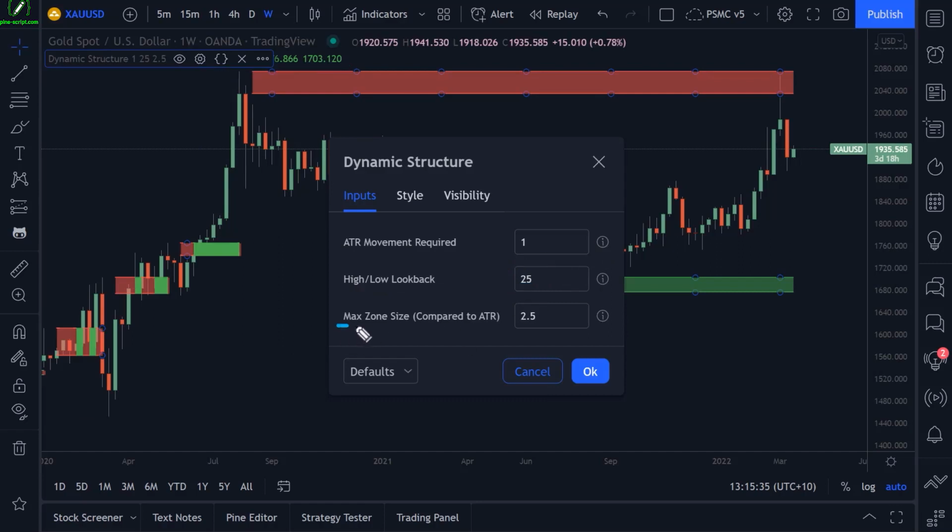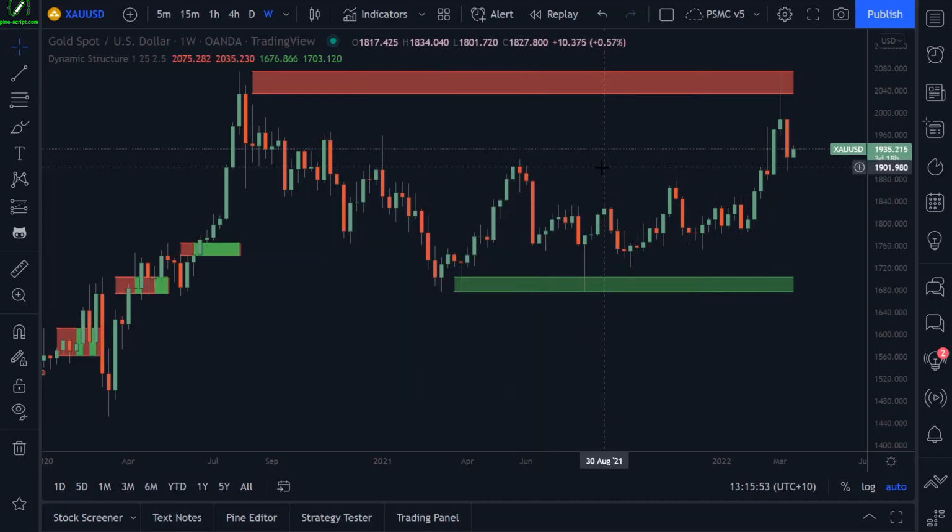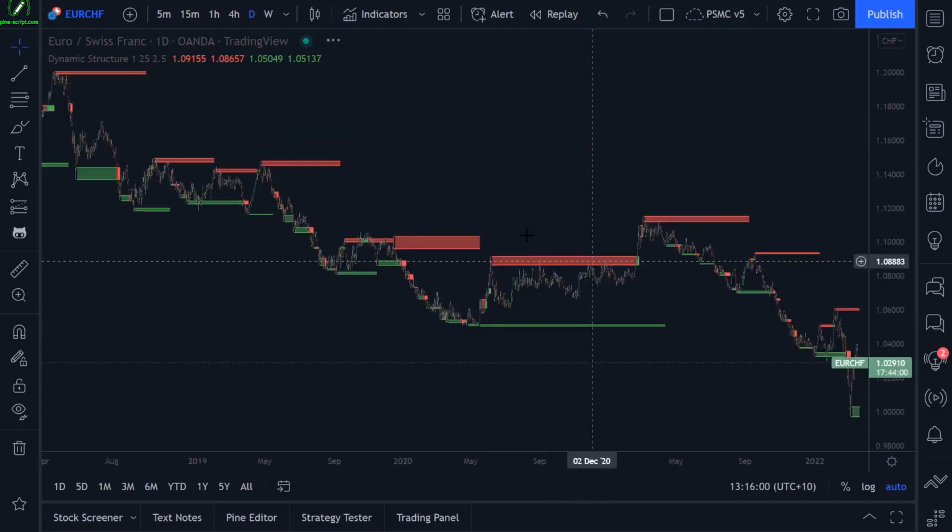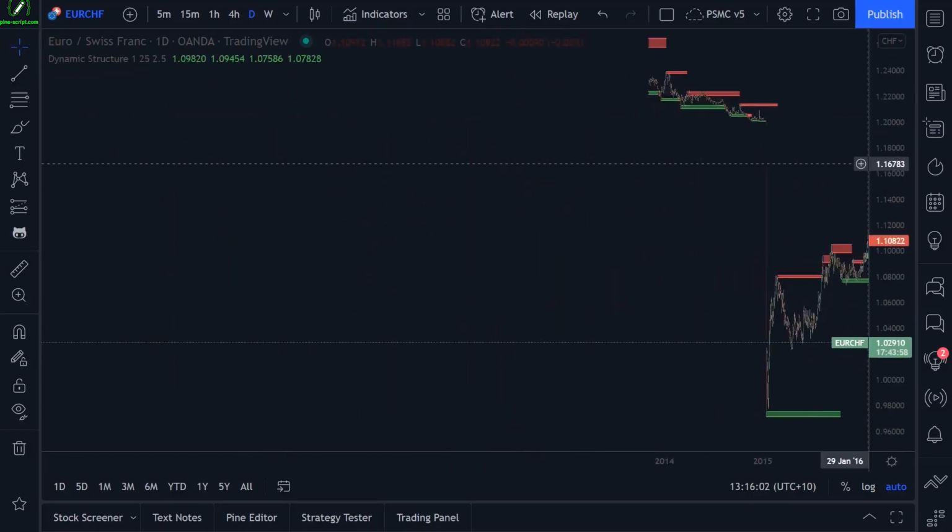And then finally, we have our max zone size compared to the ATR. And this tooltip says, if a zone is larger than the current ATR multiplied by this number, then it is considered too large and ignored. So this prevents things like, if I drop over to Euro Swiss franc, I know this market has a very large crash in the past. If I zoom right out, here we go.